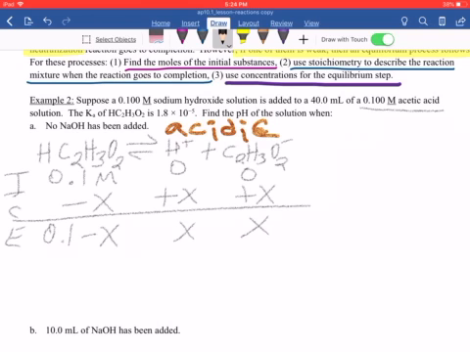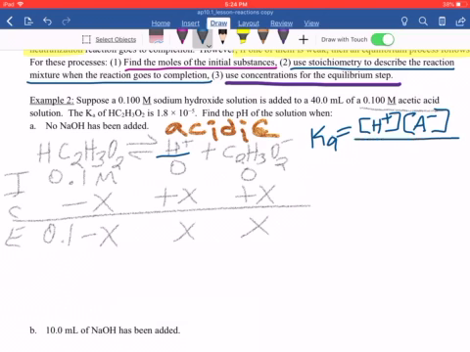All right, we need to set up our Ka. The reason it is a Ka is because it has hydrogen right here, and so we know that it's an acid. So our Ka is our products over reactants. So we have hydrogen and then acetate. I'm going to abbreviate acetate as A minus, just so I don't have to keep writing C2H3O2 minus. And then on the bottom, we have acetic acid, which is HC2H3O2, and I'm abbreviating that as HA.